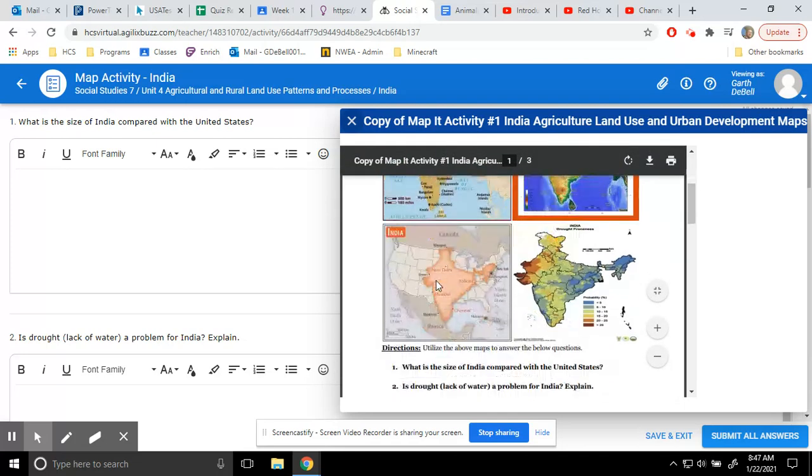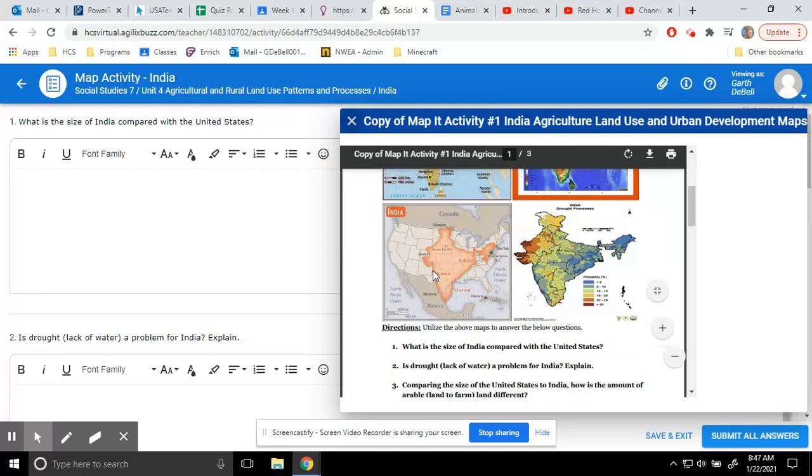This map is a size comparison map where it compares the size of India to the United States. Just to give you an idea, we have a population of about 333 million in the United States. India has a population of 1.4 billion. So their population is significantly higher than ours, almost five times higher. And then our land mass is, I'd say, at least twice as big, maybe a little bit bigger than that. Just something to think about.